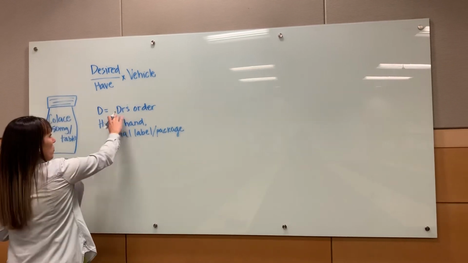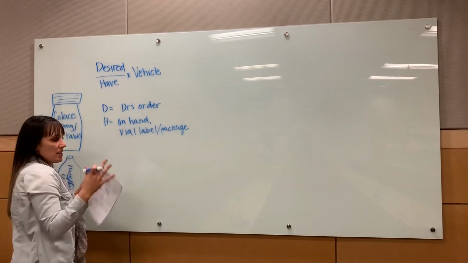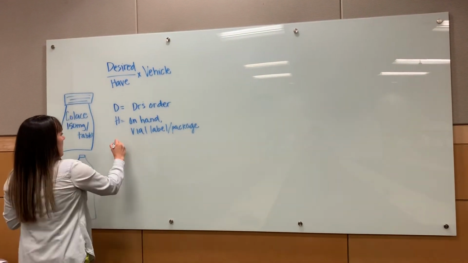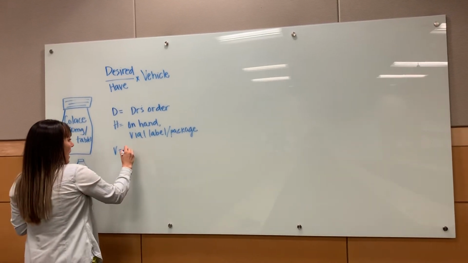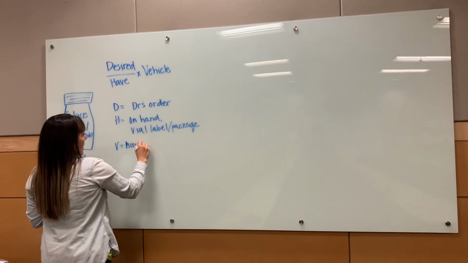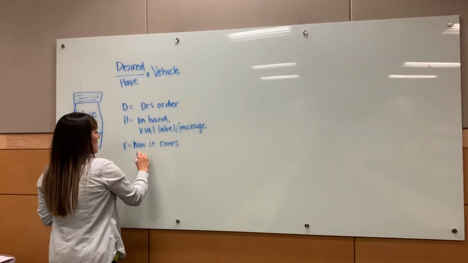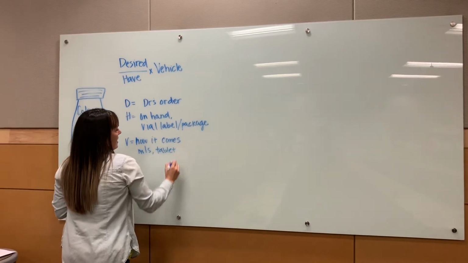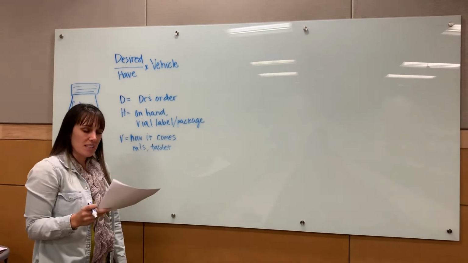Okay, so this is what we want to give the patient, but this is what's either in the vial or the package, and we have to think about a conversion, how to convert that to what we're actually going to give. And then the vehicle is like how it comes, we could say. How it comes. So if it's in mils, or if it's like a tablet, it's how many of them we're going to give, or how much we're going to draw up in the syringe.